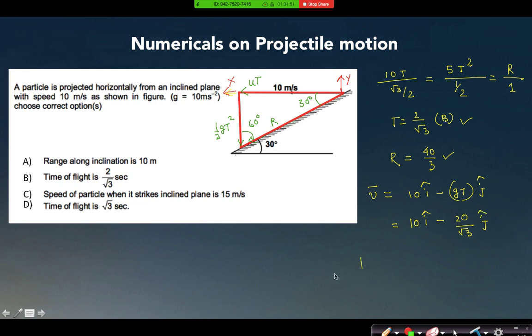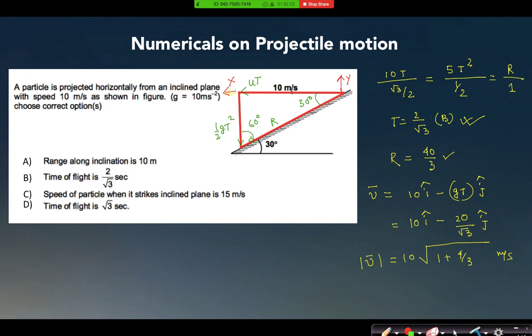So what is the modulus of that velocity? It will be 10 root over 1 plus 4 by 3 meter per second. That is nowhere near 15 meter per second. So I think option B is the only correct option in this question. Check whether you have done it correct or wrong. Can you understand this entire calculation?